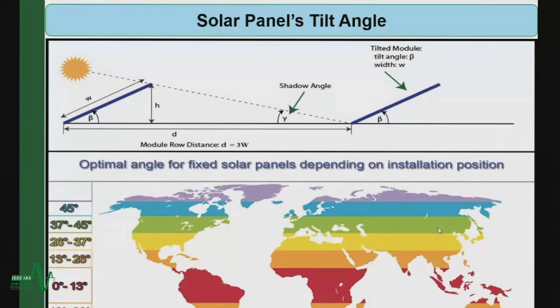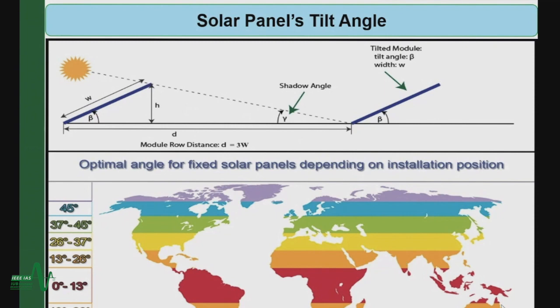Whenever you are trying to do the photovoltaic system design, you have to consider all of these situations, like what will be the distance from one solar panel to another. The distance between the two solar panels will be d, and d is equivalent to 3 multiplied by w, where w means the width of one solar panel. And now let's come to the tilt angle.